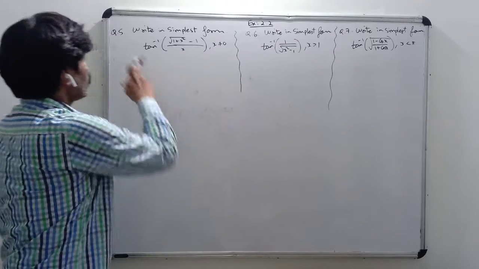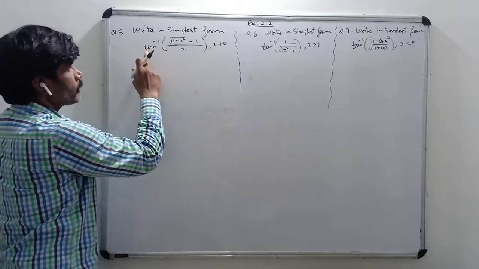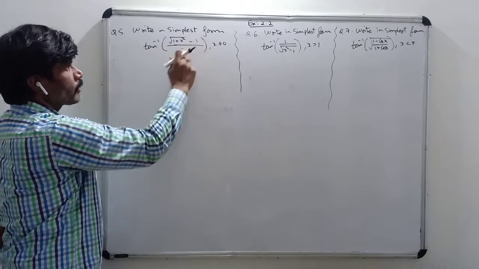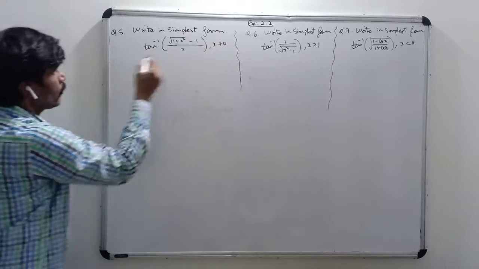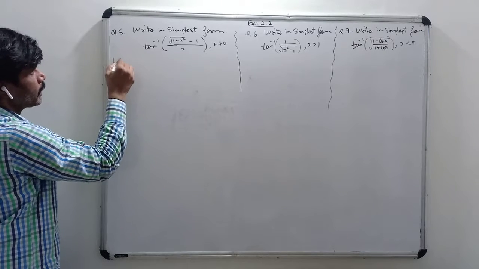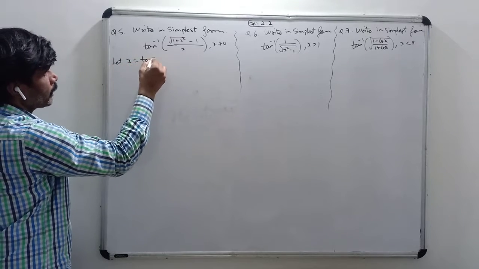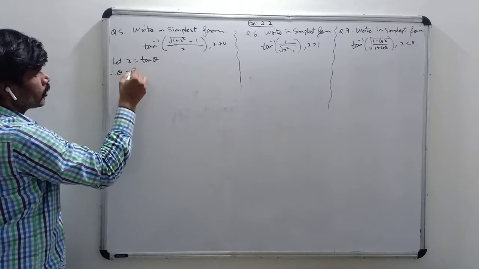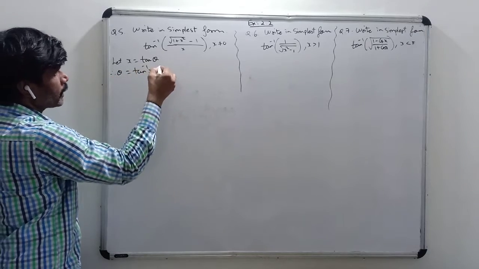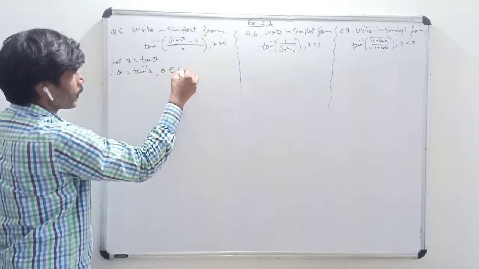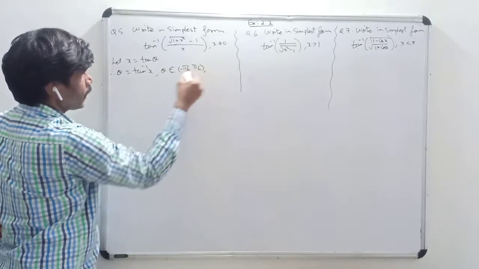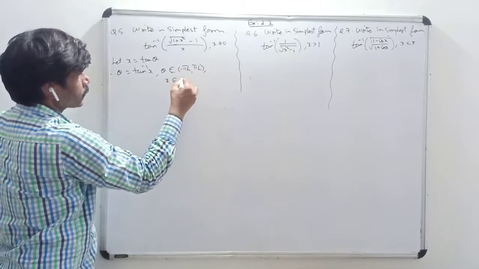Exercise 2.2, question number 5. Write in simplest form tan inverse of (root of 1 plus x square minus 1) upon x, where x is not equal to 0. Okay, so here I assume let x is equal to tan theta. So therefore theta is equal to tan inverse of x, under a condition, theta should belong to the open interval minus pi by 2 to pi by 2 and x belongs to R.